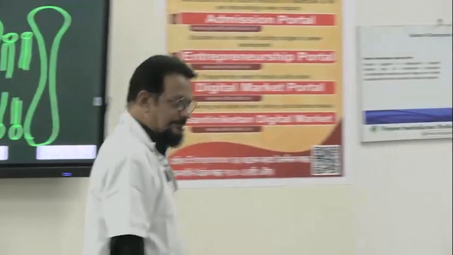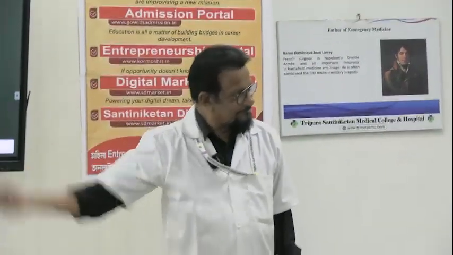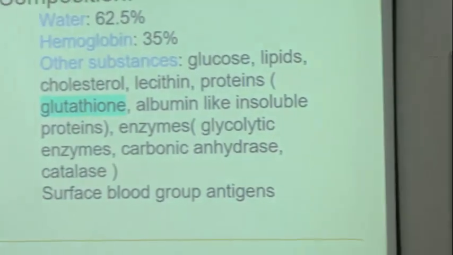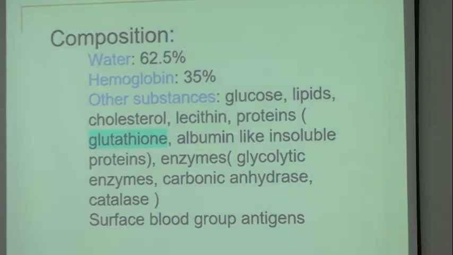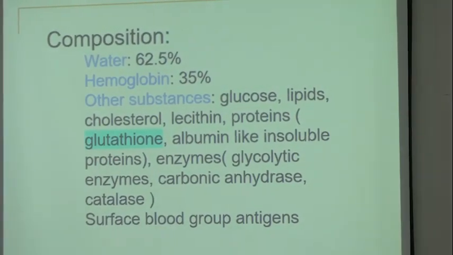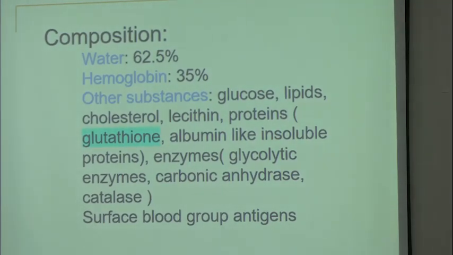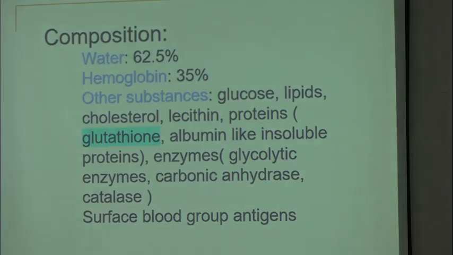What is the water content in RBC? 62.5%. Hemoglobin occupies 35%. And there are other substances. As I said, they have to survive for 140 days. So for their survival, some necessary things are there. And what are these? Glucose, lipids, cholesterol, lecithin, proteins, glutathione. I marked glutathione.